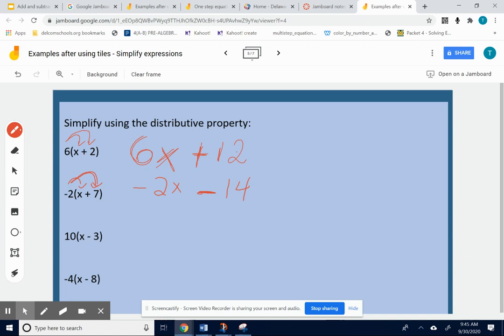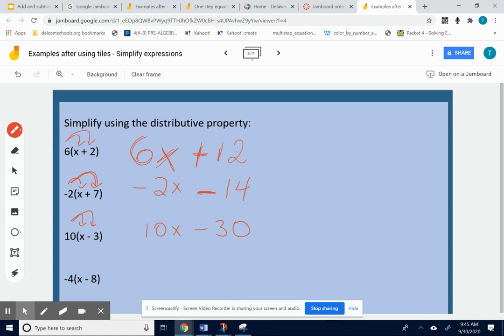Okay, the next one, take 10 times x minus 3. So take 10 times x and 10 times negative 3. 10 times x is 10x. 10 times negative 3 is negative 30. So I end up with 10x minus 30.